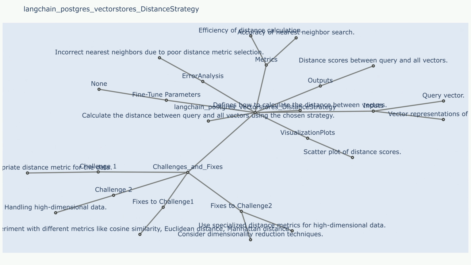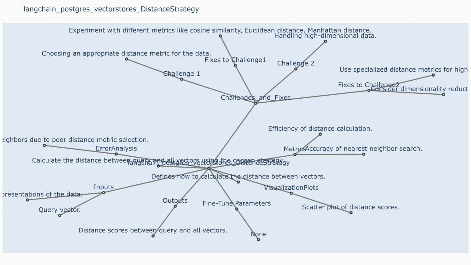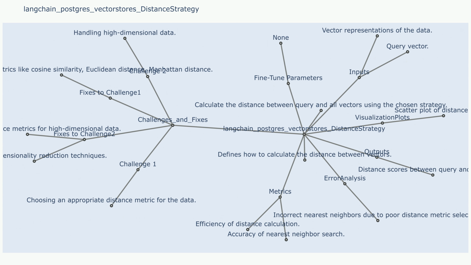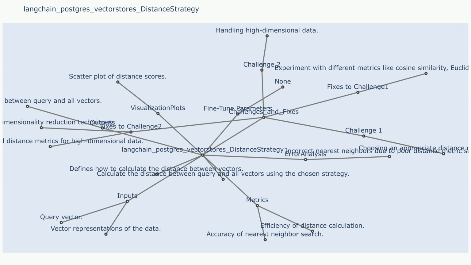Visualization plots. Similarity score distribution. A plot showing the distribution of similarity scores for all database vectors compared to the query vector. Fine-tune parameters. Distance strategies are typically not fine-tuned within Langchain's Postgres vector stores. Uncertainty methods. Distance strategies themselves don't directly address uncertainty, though the choice of strategy can impact the confidence of retrieved results.